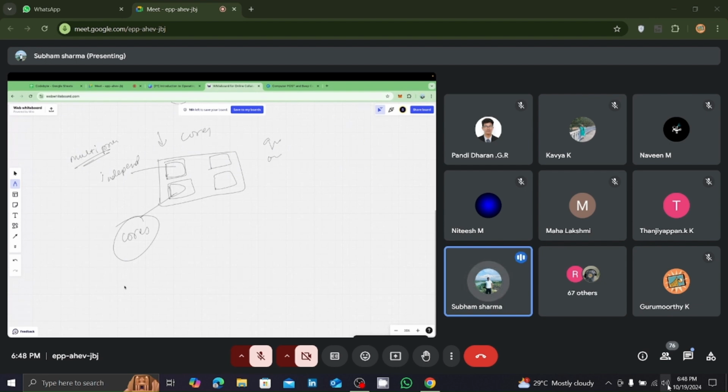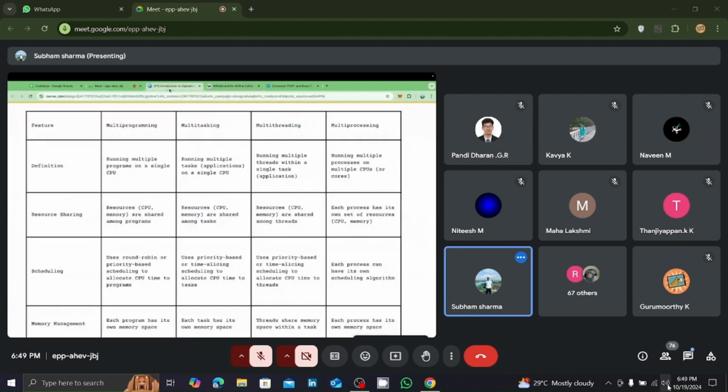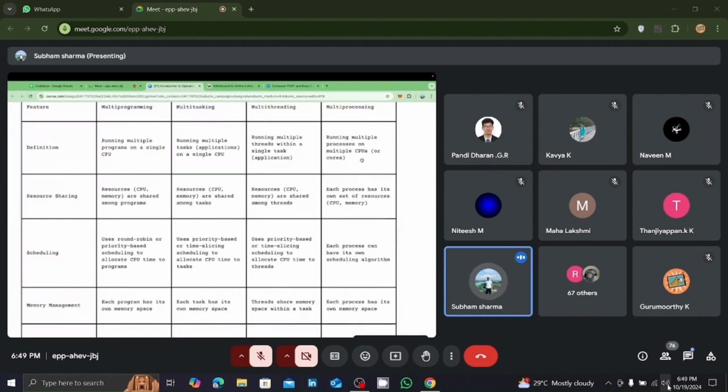So if it is a quad core, then four processes can run at once inside a single CPU, because there is a division of the CPU into four cores. This is what you can call a multiprocessing operating system. Okay, so this was all about multiprocessing.